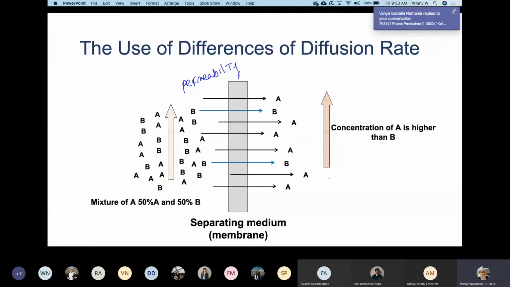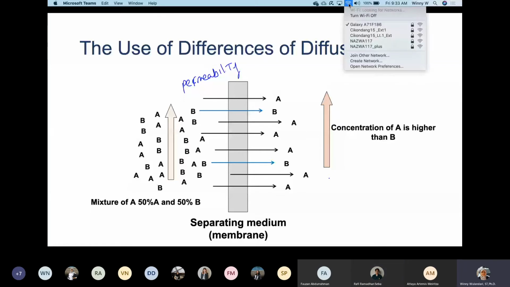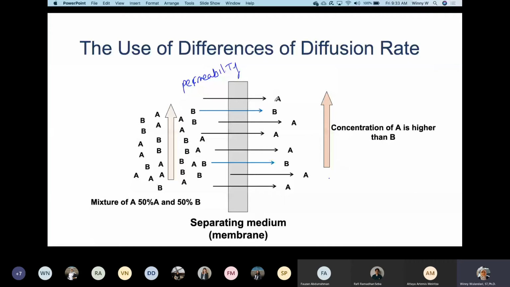Okay, I hope you can hear my voice. I have changed my internet as well, so hopefully that will be better. Okay, so now this is about some applications of the use of difference in diffusion rate, where concentration A at the other side would be higher than B because A has more permeability compared to B.